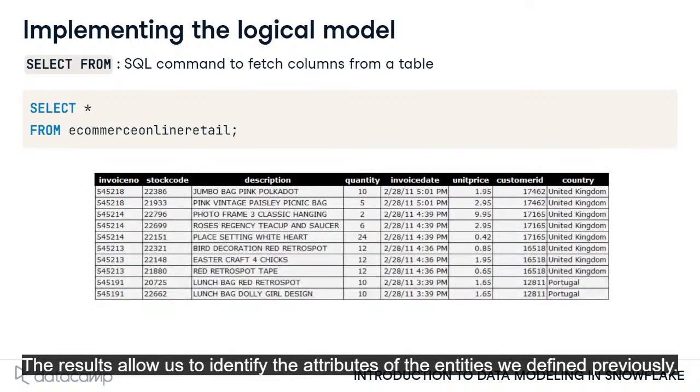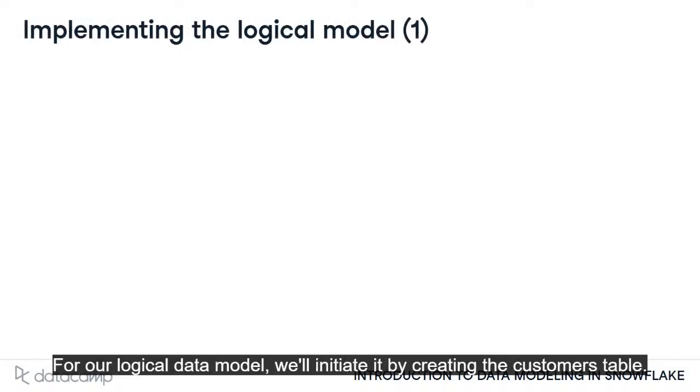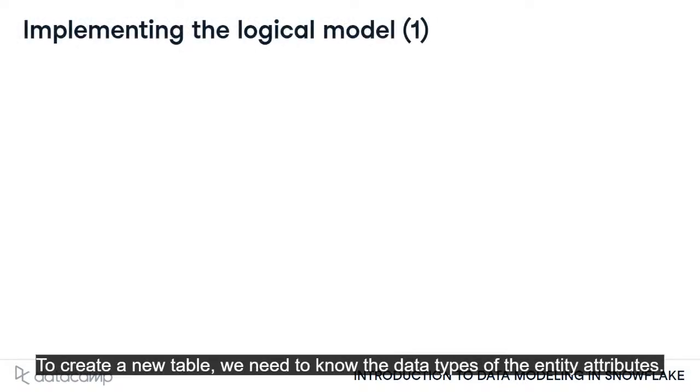The results allow us to identify the attributes of the entities we defined previously. For example, there is a customer ID and the country from where this customer is from. For our logical data model, we'll initiate by creating the customers table. To create a new table, we need to know the data types of the entity attributes.